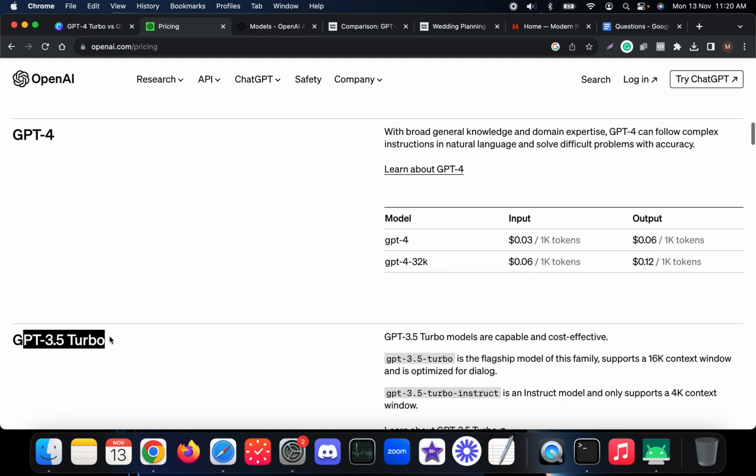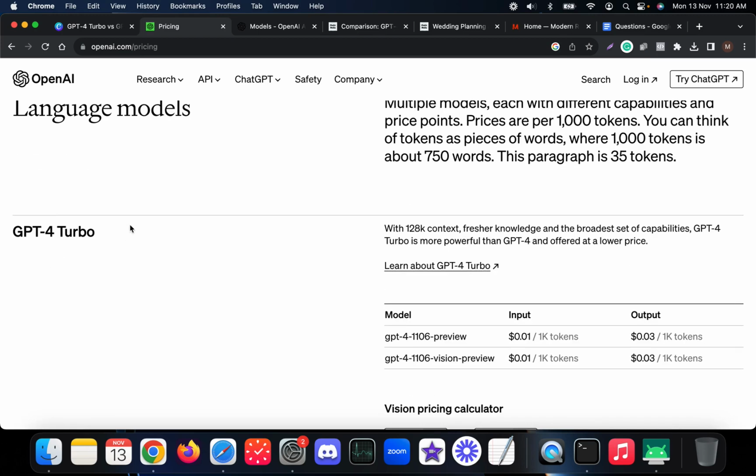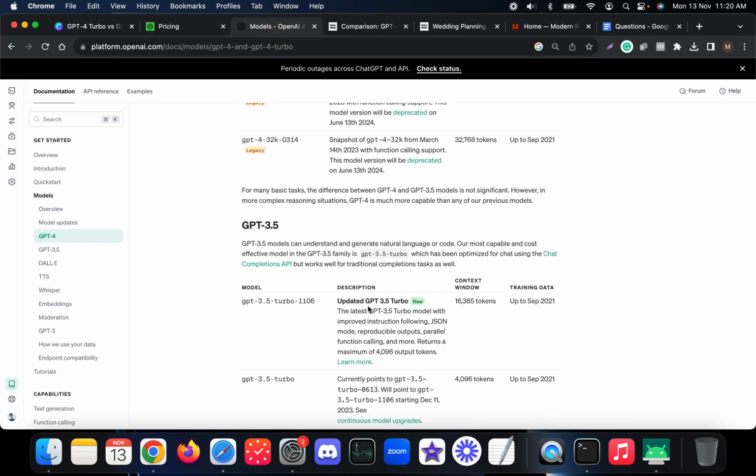And also according to OpenAI, GPT 3.5 is faster compared with GPT-4 and GPT-4 Turbo as well. Another important thing is that GPT 3.5 is specifically designed to handle conversation. For example, if you read here, GPT 3.5 models can understand and generate natural language or code. Our most capable and cost-effective GPT 3.5, which has been optimized for chat using the chat completions API. So that means they are optimized for chat.